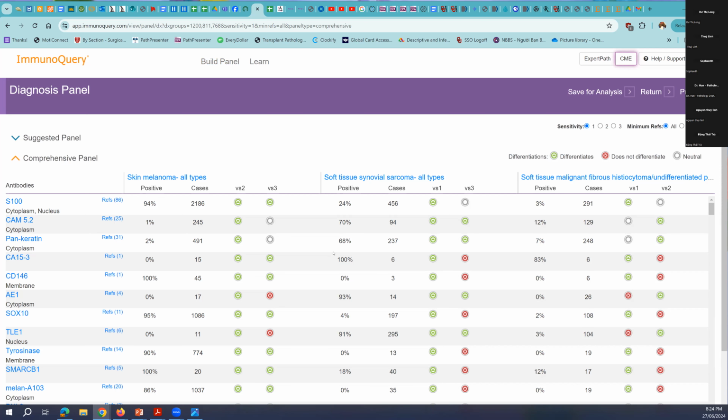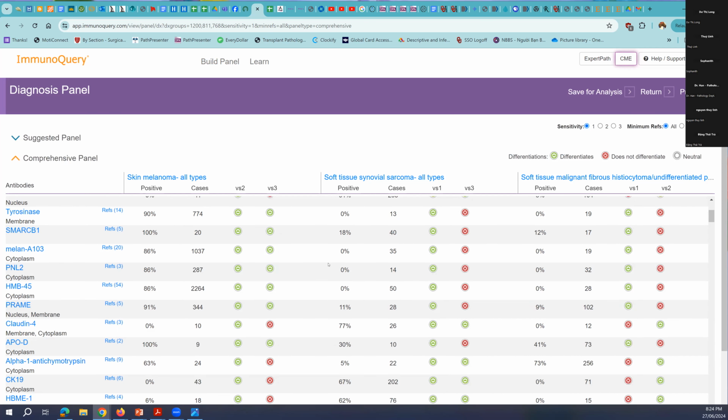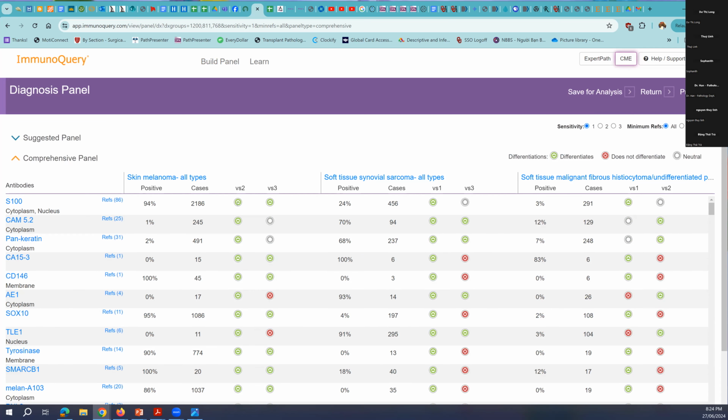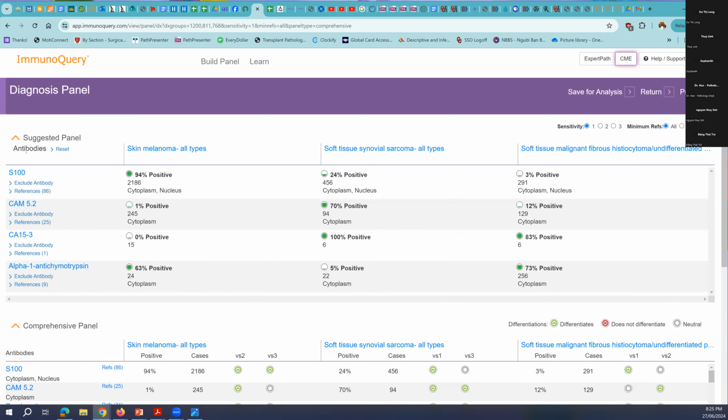So you see, this could be a useful guide to what antibodies might be helpful to me. And they, of course, mark here the ones that are helpful. This is helpful versus 2 versus 3. And if you want to see the best way to do it with the fewest antibodies, well, here's the ones they recommend. Low molecular weight cytokeratin, maybe CA15-3, and alpha-1 anti-chymotrypsin as differentiators.